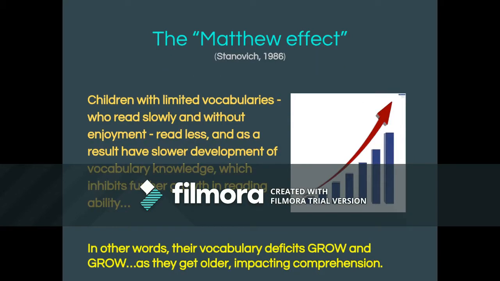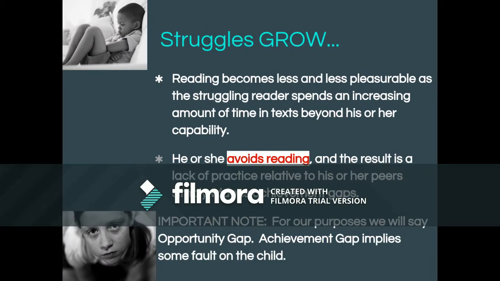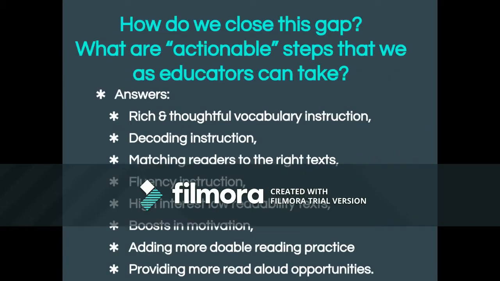Children with limited vocabulary read slowly and without enjoyment, and obviously read less. So these deficits continue to grow. They come in first grade. They don't have the kind of vocabulary that they should, and then the deficits continue to grow as they start reading less and less. And I'm sure you've seen so many of these kids already in your classrooms. They avoid reading. They find less and less pleasure in reading because it becomes so much more difficult for them.